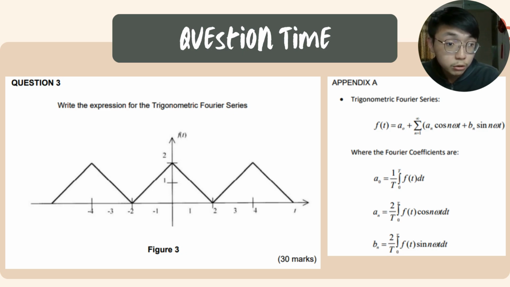So we need to express our trigonometric Fourier series with the equation f of t equals a0 plus summation of an times cos n omega t plus bn times sin n omega t. We need to analyze our Fourier coefficients with the equations given in Appendix A. We also continue to analyze our seesaw wave graph. We saw that the graph is an even symmetrical wave because f of t is equal to f of negative t. So I will pass to Daiji Hao to solve the questions.